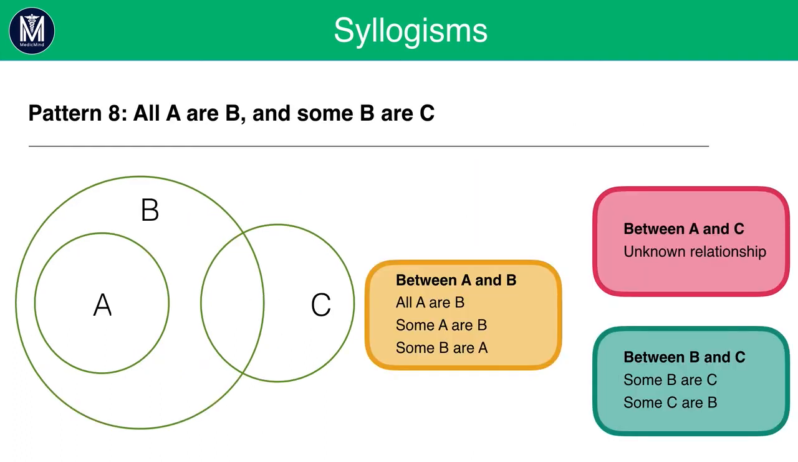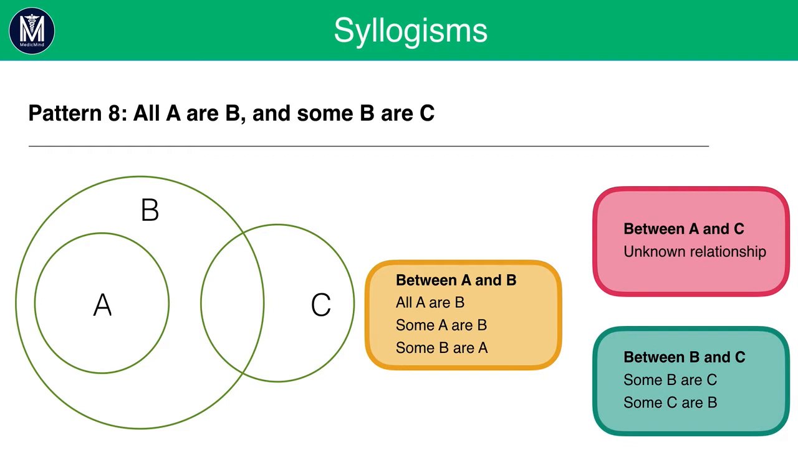Pattern 8 now. All A are B and some B are C. Between A and B, we know that all A are B, some A are B, and some B will be A. Now this is a pattern we've seen regularly when all X are Y. As soon as you see all X are Y, this should come straight into your head: all A are B, some A are B, and some B are A.